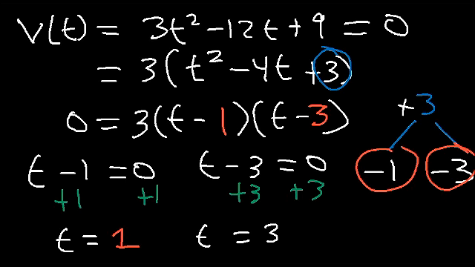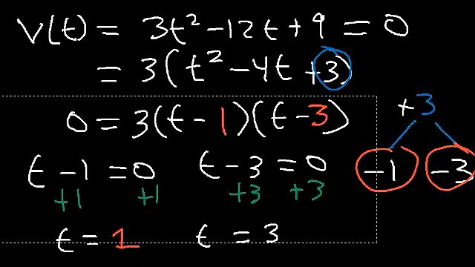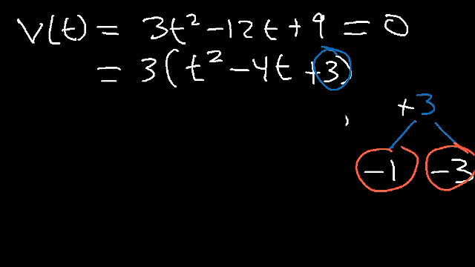Now it's temporarily at rest. It's going to change direction because the particle is moving at these times. Now we want to find out when it's moving to the right and when it's moving to the left. To do that, we need to create a number line.